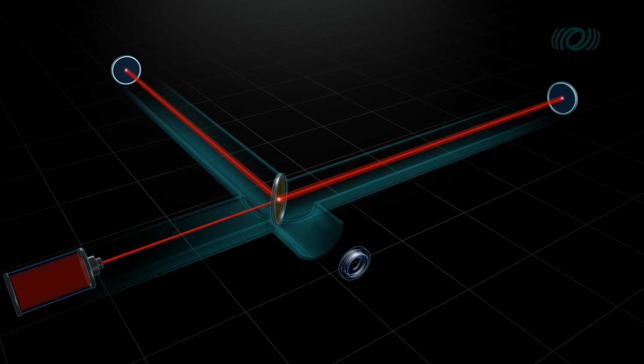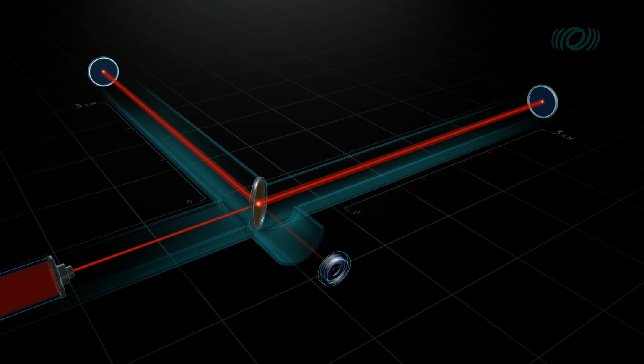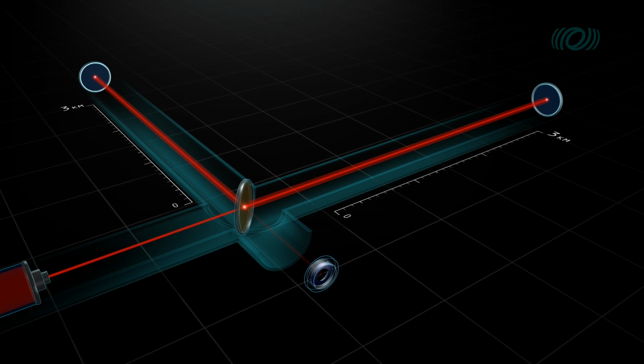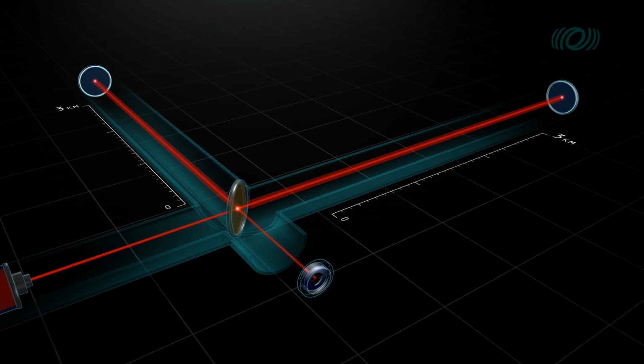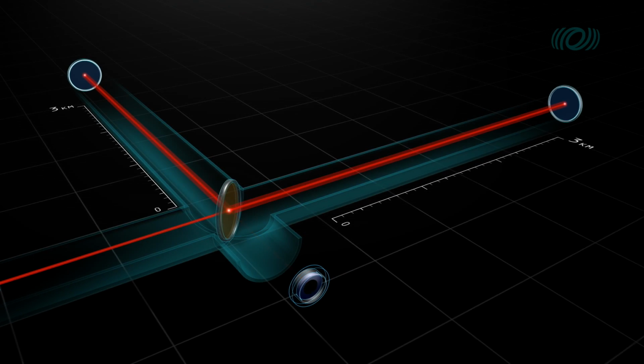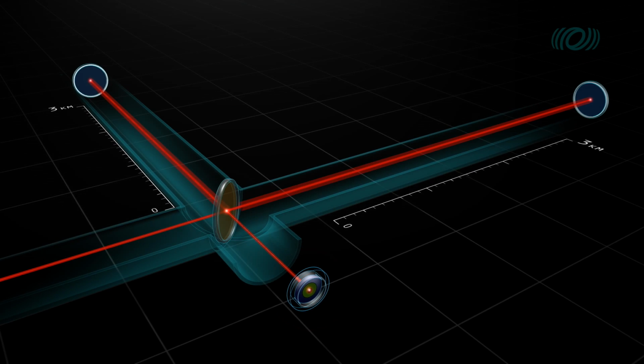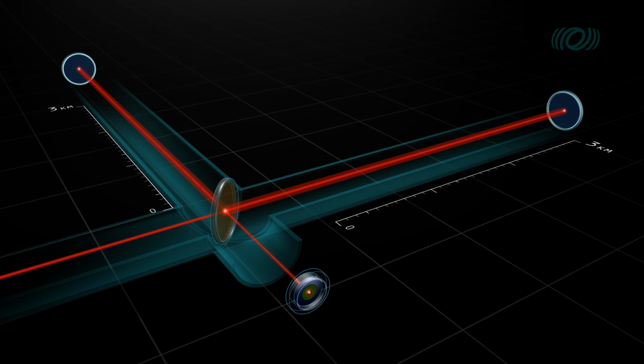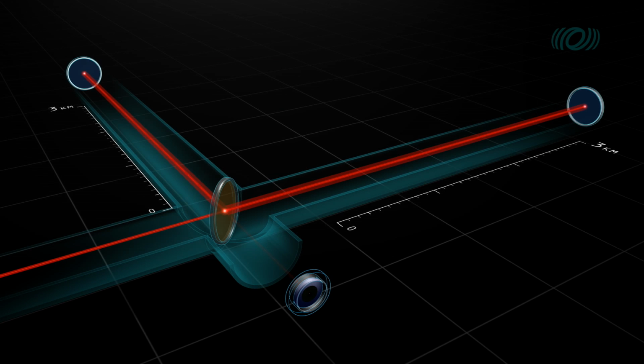A passing gravitational wave distorts spacetime, making one arm slightly shorter and the other arm a little longer by an amount proportional to the unperturbed arm length. The light waves do not cancel each other anymore, and a tiny signal can be measured at the detector output port.